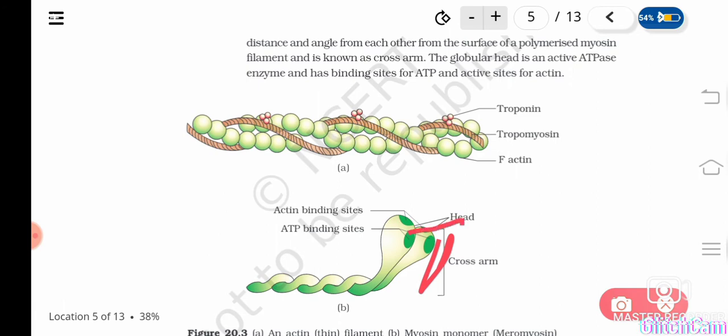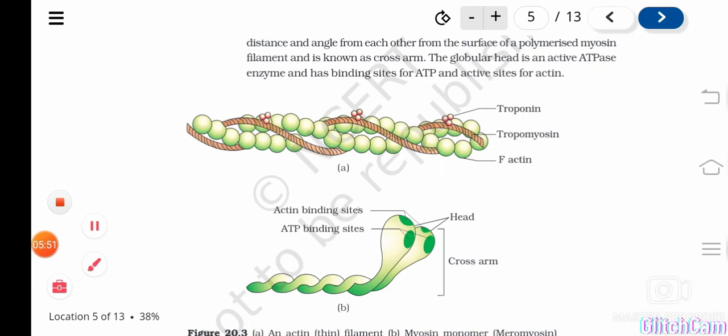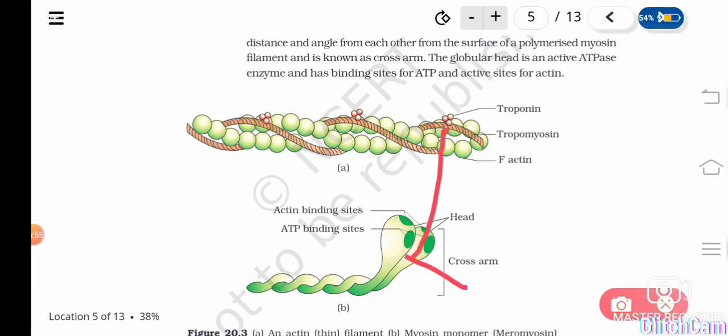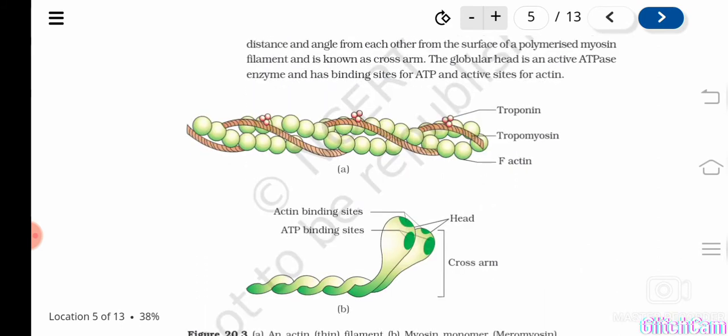A site for ATP, ATP to get attached. So this cross arm is part of what? Myosin. So this myosin will go and bind to where? To this region, that we are going to study. So this much structure of actin and myosin, if it is asked, you have to explain this.